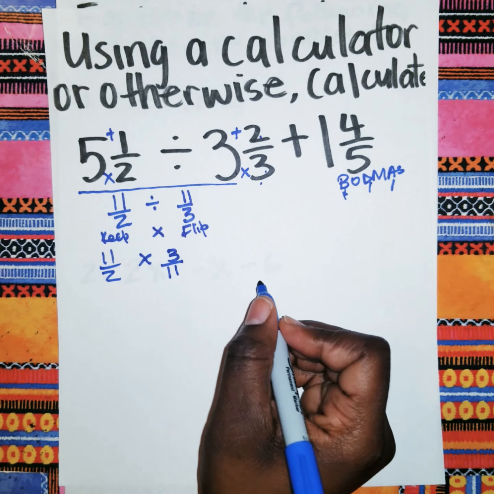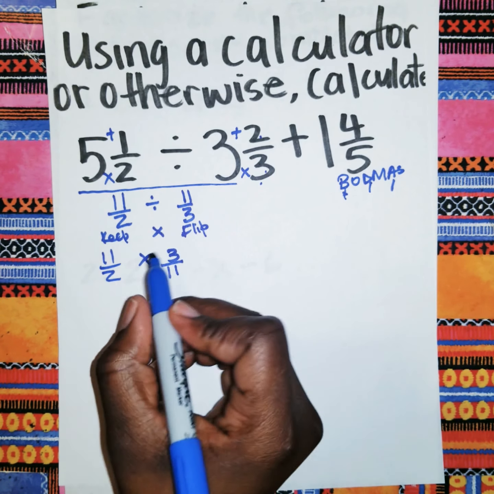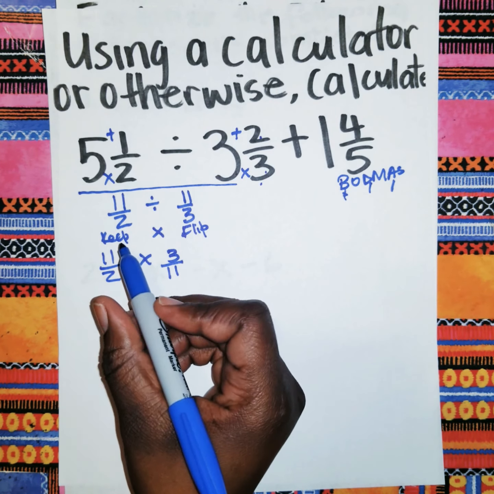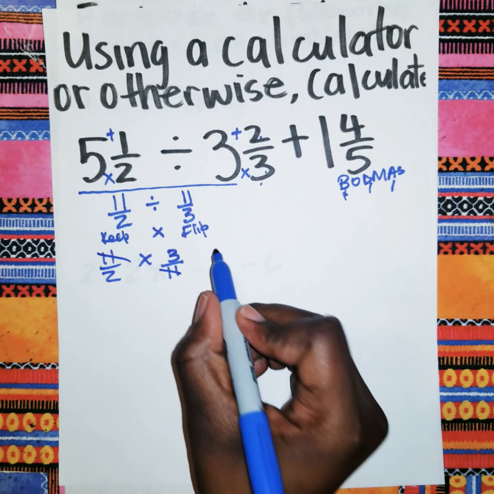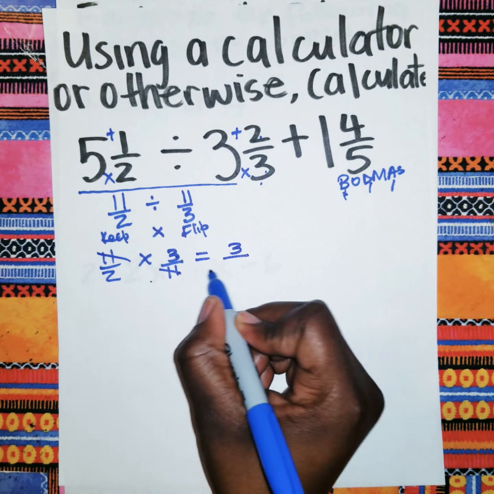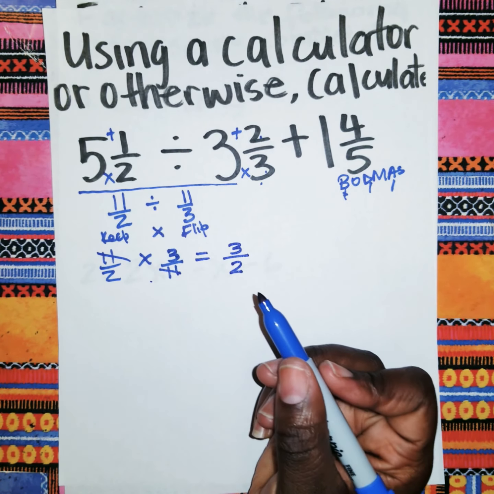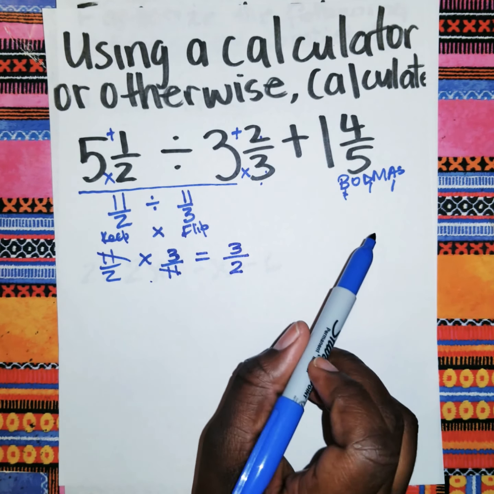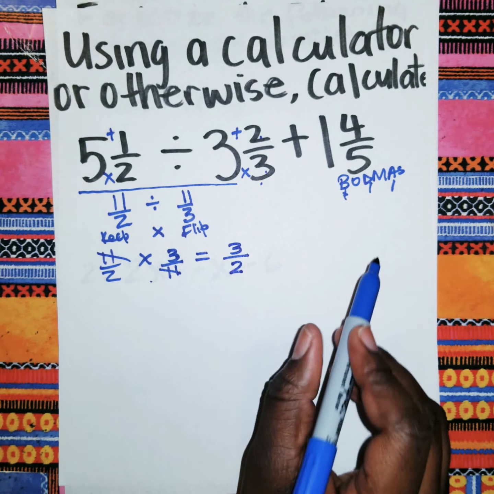So let's get on. Here we see the 11s can cancel each other. So we cancel this 11. For here, we'll have 3. 1 times 3 is 3. 2 times 1 is 2. So it's 3 over 2. Now, we need to use this 3 over 2 and add it to the 1 and 4/5. So let's do that part.